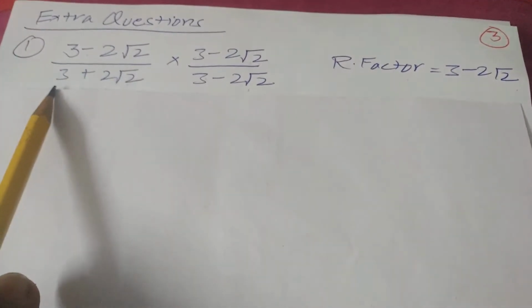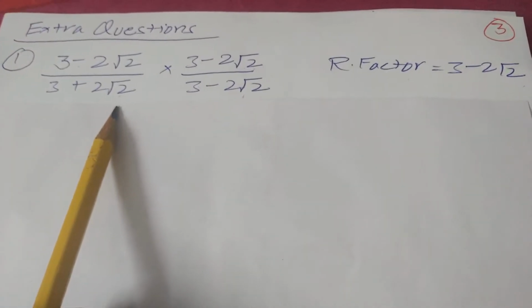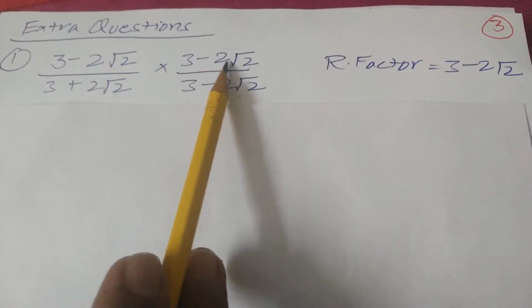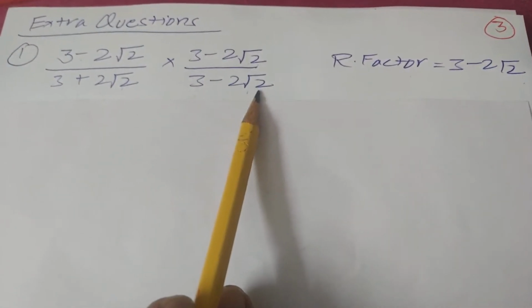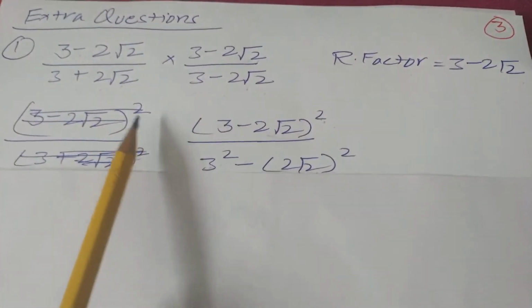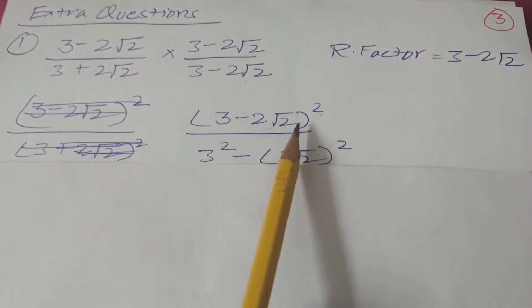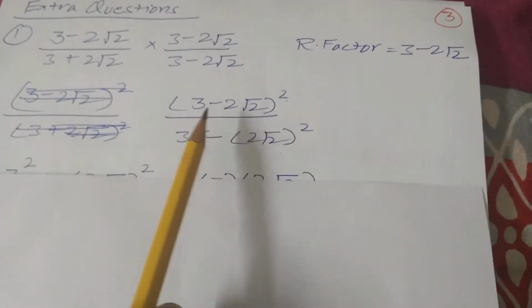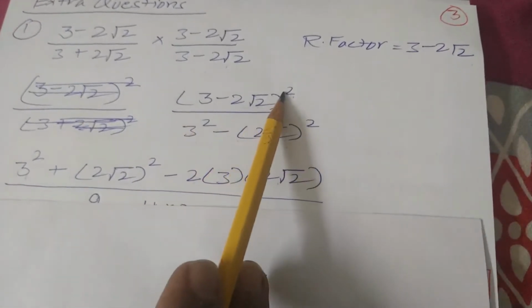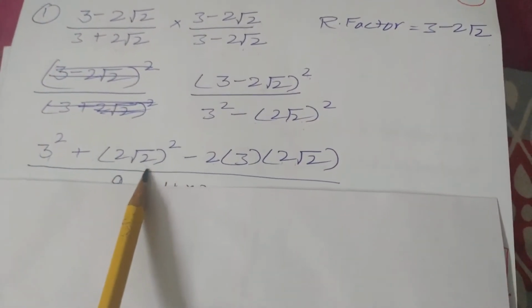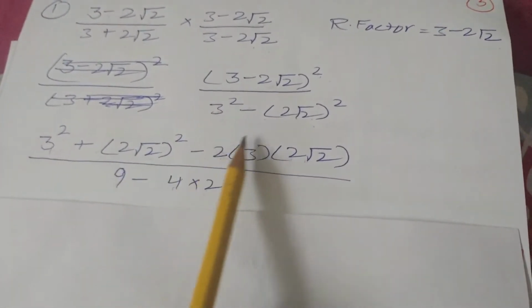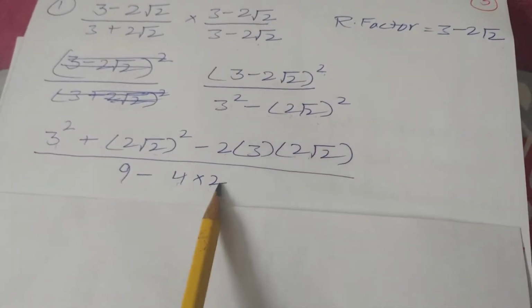Now some extra questions. First, (3 minus 2 root 2) upon (3 plus 2 root 2). So the rationalization factor is 3 minus 2 root 2. We multiply both numerator and denominator by 3 minus 2 root 2. Numerator with numerator, a minus b becomes (a minus b) whole square upon a square minus b square. Now we use the identity (a minus b) whole square: a square plus b square minus 2ab, upon 3 square 9, 2 square 4, root 2 square 2.